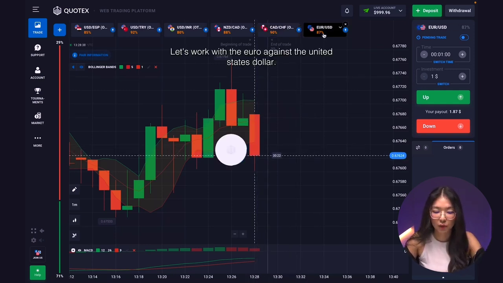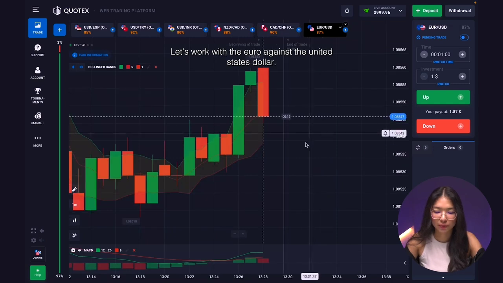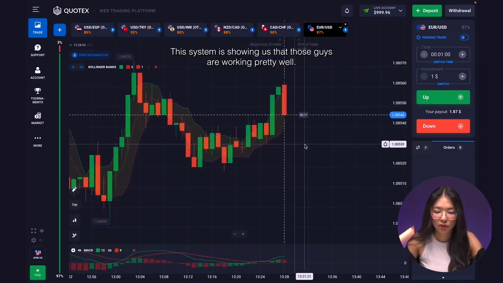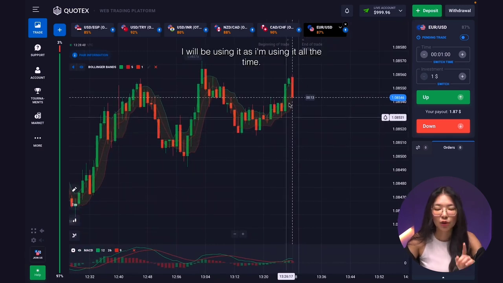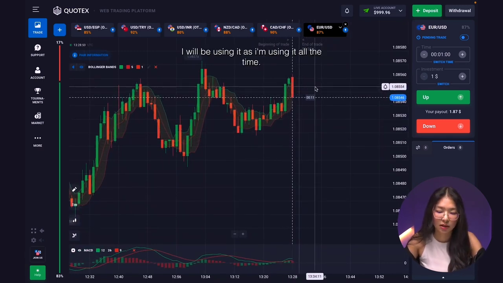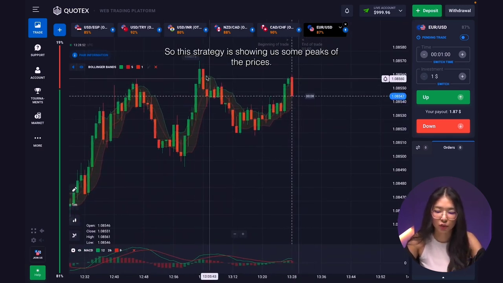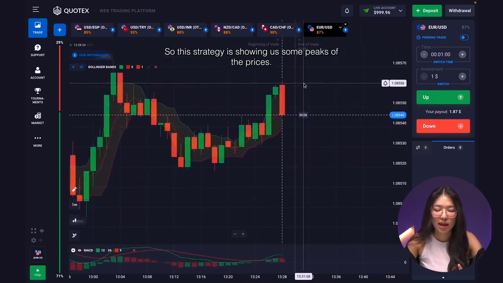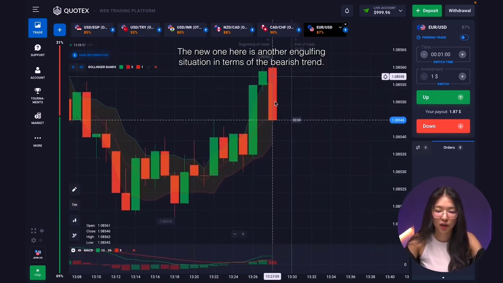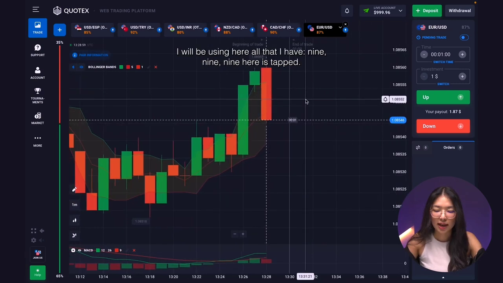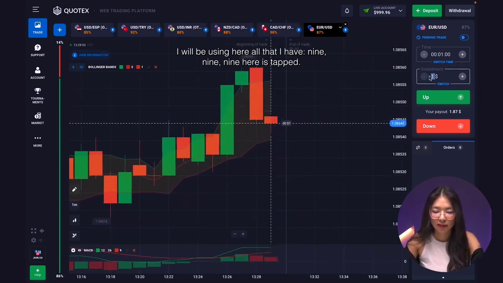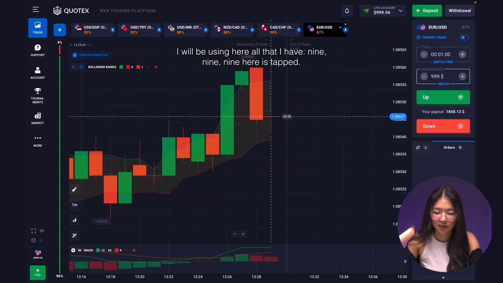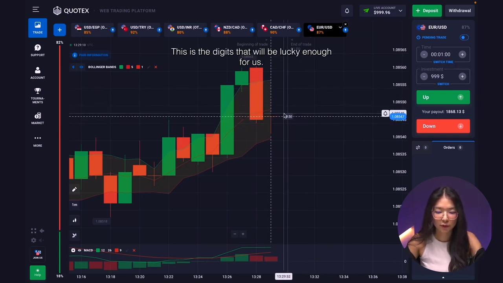Let's work with the euro against the United States dollar. The system is showing us those guys are working pretty well, and they're also remarkable and famous. I will be using it as I'm using it all the time, so the strategy is showing us some peaks or depressions. The new one here is now an engulfing situation in terms of the bearish trend, and I will be using here all that I have. 999 here is tapped. So these are digits that will be lucky now for us.